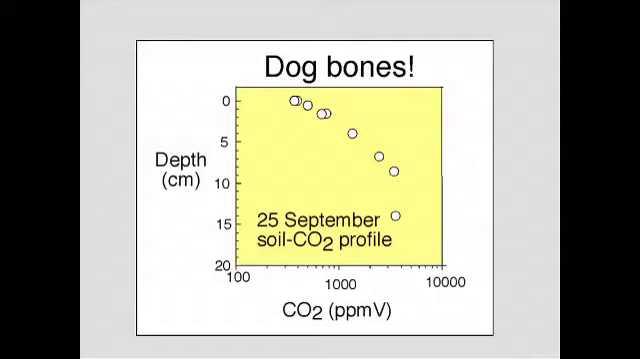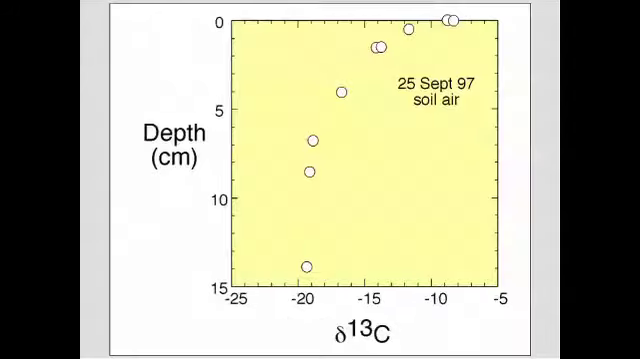So this is the first good soil CO2 profile that had detail in the upper 5 to 10 centimeter depths. Yeah, so this is depth. We were at basically 1 centimeter, actually measuring soil CO2. So this is an IsoCamp invention. Here's the delta C13 with depth, okay? And it was done 25th of September.